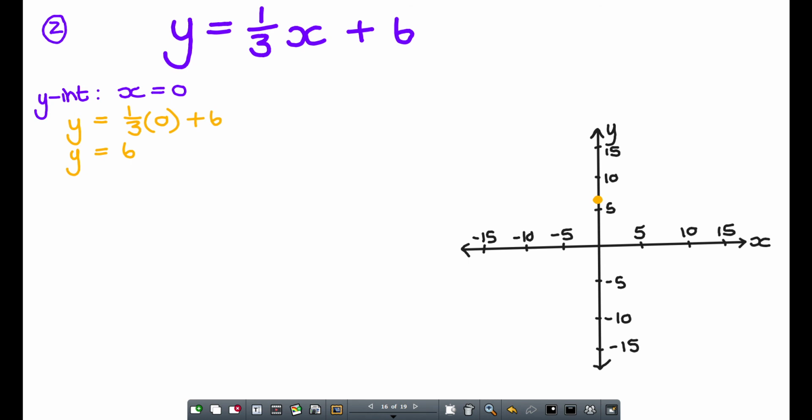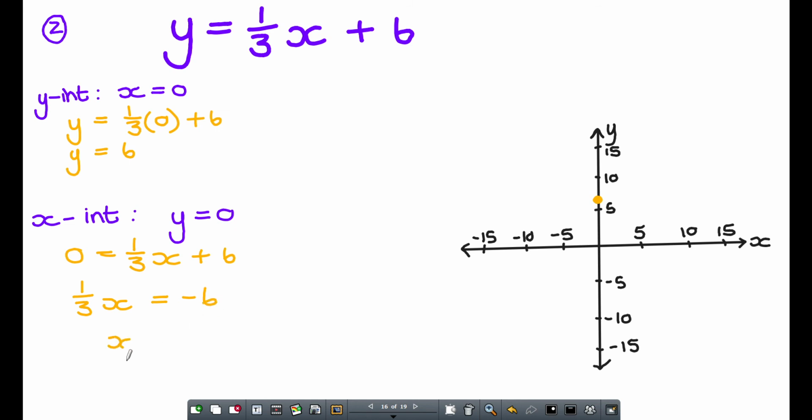Right, now we do the x-intercept. And how do we get x-intercept? We say we're going to make y equal to 0. So dan gaan ek hê 0 is gelyk aan 'n derde x plus 6. So let's take it over. So 1/3 x is equal to minus 6. So x is dan minus 18. Sorry. So x will be minus 18. Okay, now my minus 18 is going to be over here.